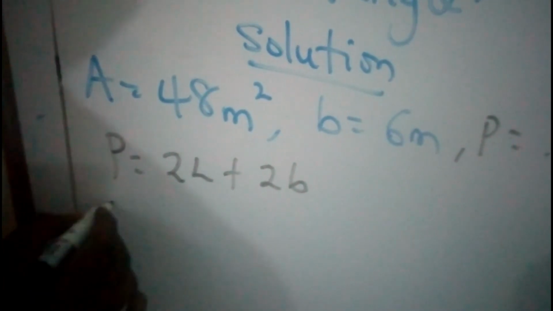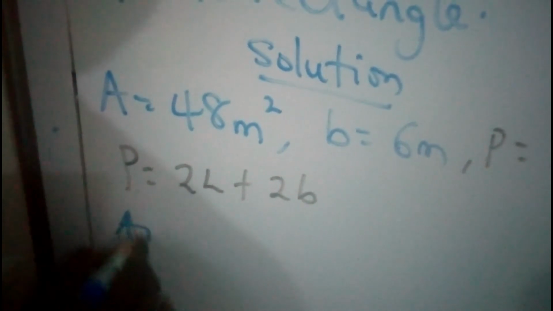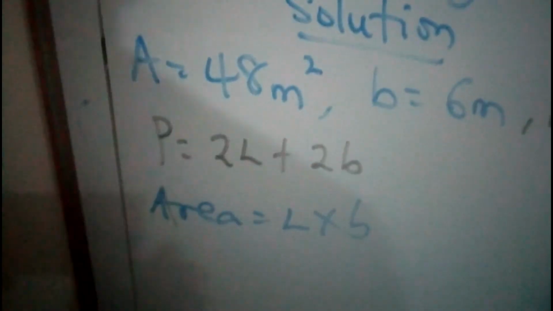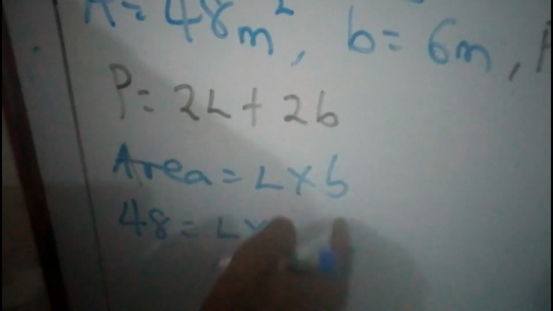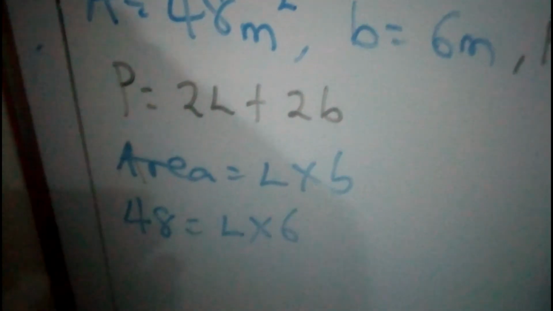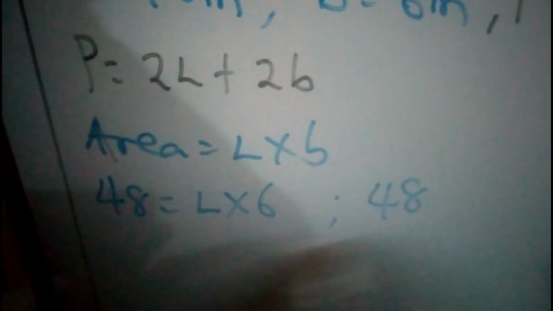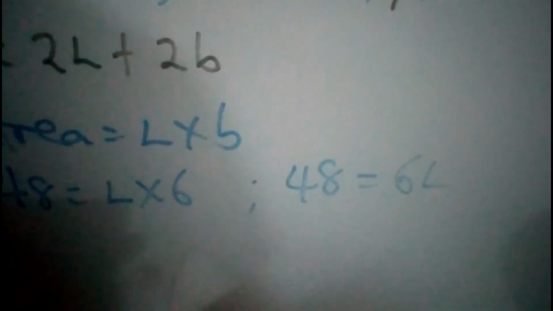And what's the formula for area of a rectangle? Area of a rectangle is simply length times breadth. So let's substitute. Whatever you see area, what do you put there? 48 is our area. Length we don't know, times breadth, and our breadth is 6. So what do we now have? 48 equals L times 6. That's 6L in algebra.